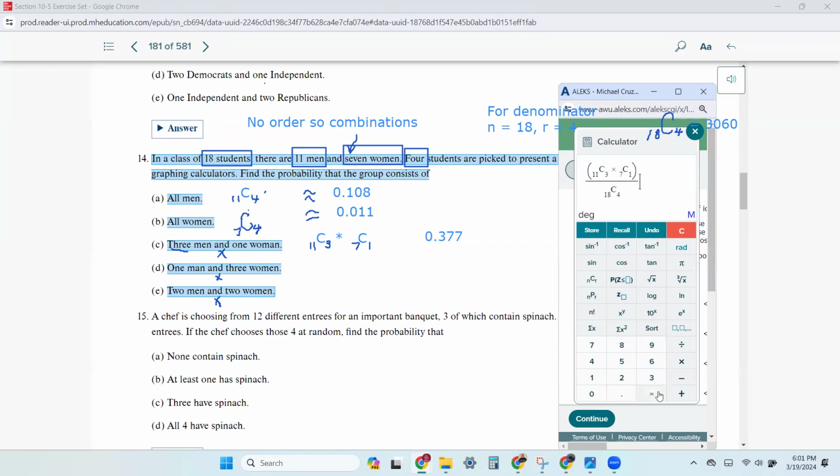So now, see that 0.377. So you can get it to do the whole thing for you if you use parentheses. It's a little bit easier if you only have one of them, like for these, to get it to do the whole thing.